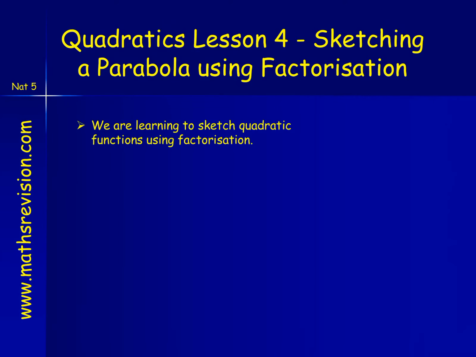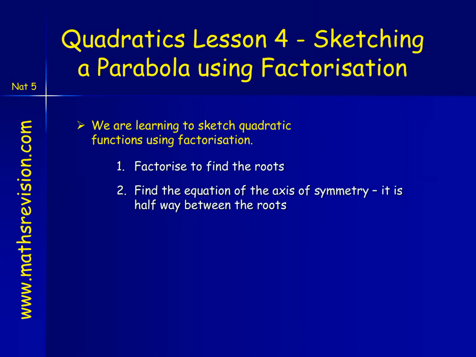So today we're going to learn how to sketch these, but add in quite a bit more detail. Step 1, we factorise to find the roots. So we've already done that. Remember, it could be the common factor, difference of two squares, or your trinomial type. We're going to look at the axis of symmetry. The axis of symmetry is always halfway between the two roots that we find. Remember, these are U-shaped graphs, they're symmetrical right down the middle.